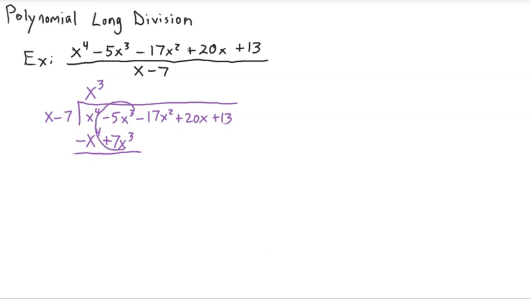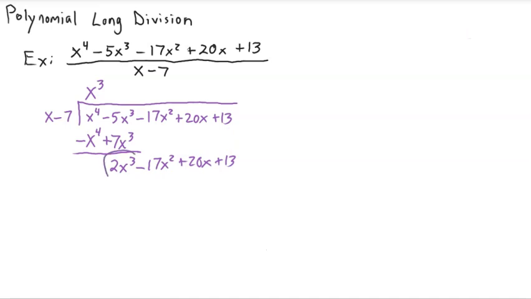Now we're going to do negative 5x cubed plus 7x cubed, which is 2x cubed. Then we're going to carry down the other things. Minus 17x squared is going to get carried down. Plus 20x is going to get carried down. And then plus 13 is also going to be carried down. And now we're going to continue the process.